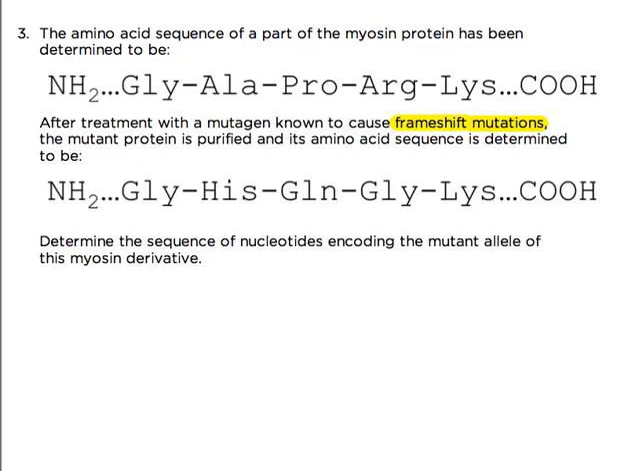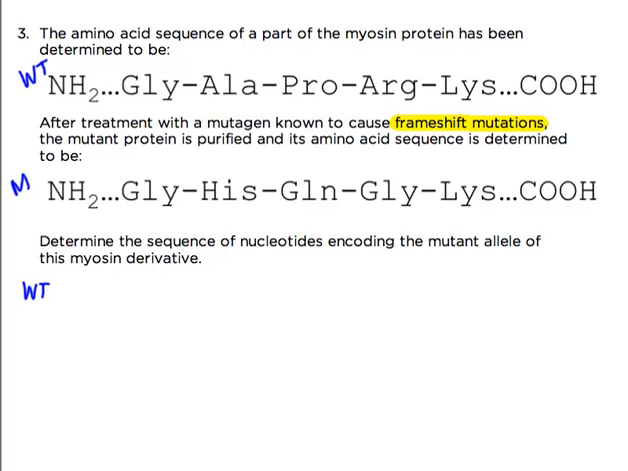Okay, so what they're telling us is that they have a wild-type amino acid sequence, and then after treatment with a mutagen that can cause frame shift mutations in the DNA, you get a new protein that has a different amino acid sequence. So what we're going to do, we're going to label this wild-type, and then label this mutant, and we're going to determine what the mRNA sequence would be for these amino acid sequences and then compare them. Okay, so let's do the wild type first.